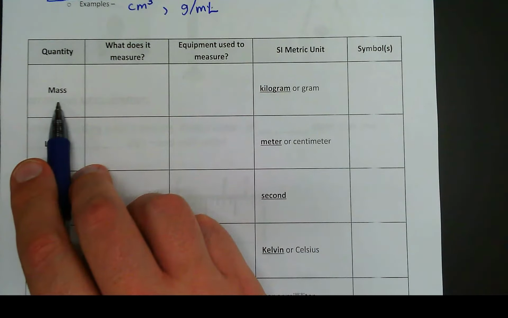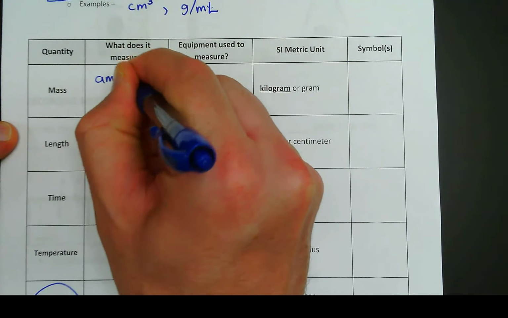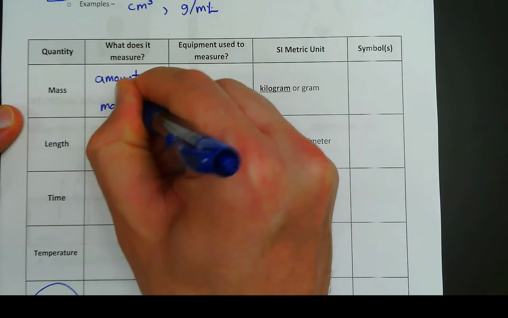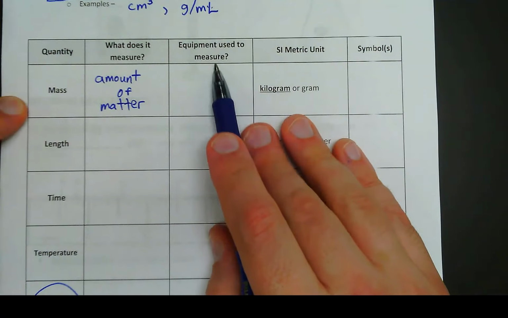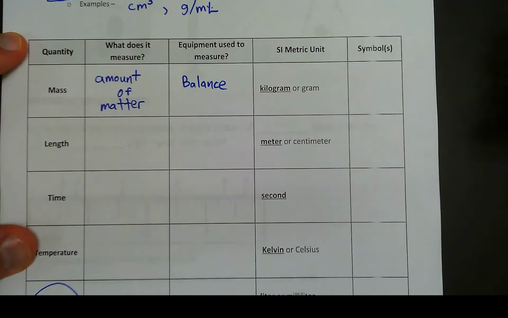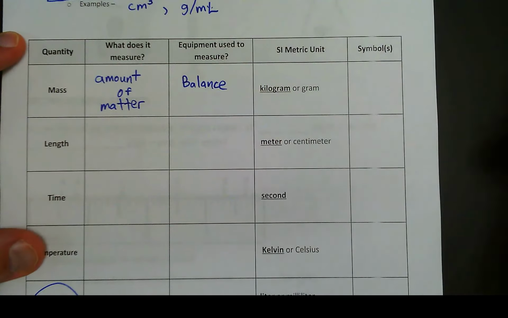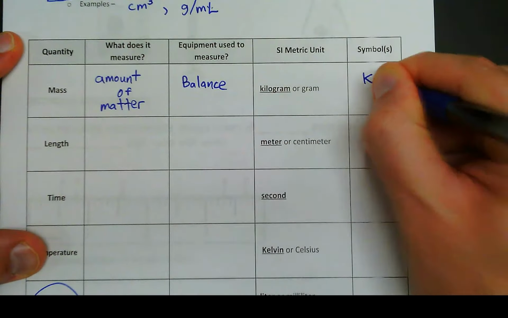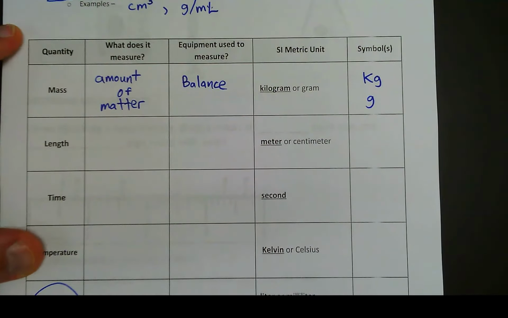Excuse me. What does mass measure? Well, mass is a measurement of the amount. Amount of what? It's the amount of matter that there is. And then in this column, we'll be filling out what equipment we would use to measure it. And so quite simply, I'll just put a balance, whether that be an electronic balance or a triple beam balance. Some type of balance is what we would use. It can be measured in kilograms or grams, which the symbols for those are really easy. kg for kilograms and just G for grams.